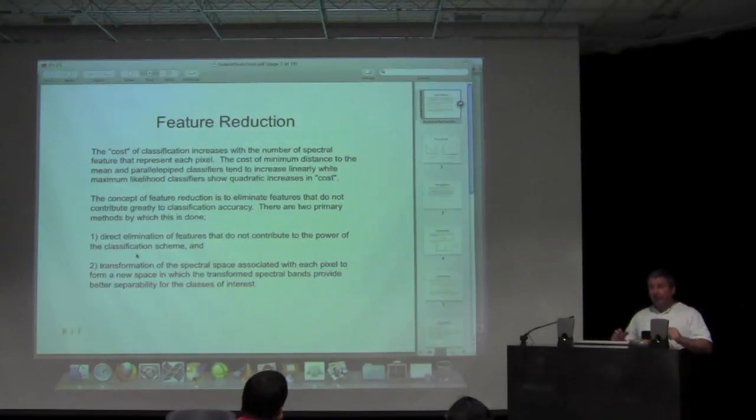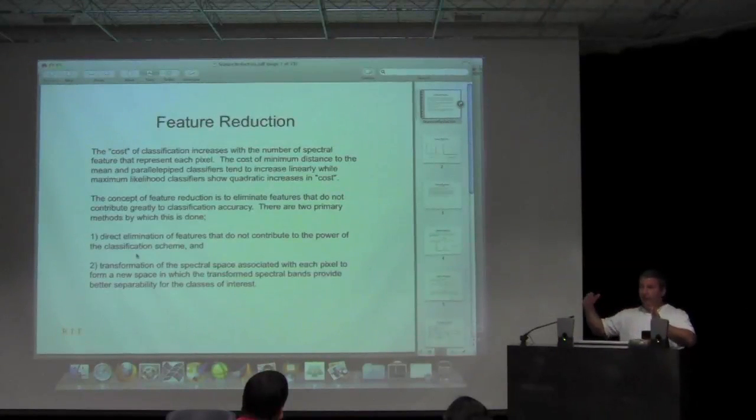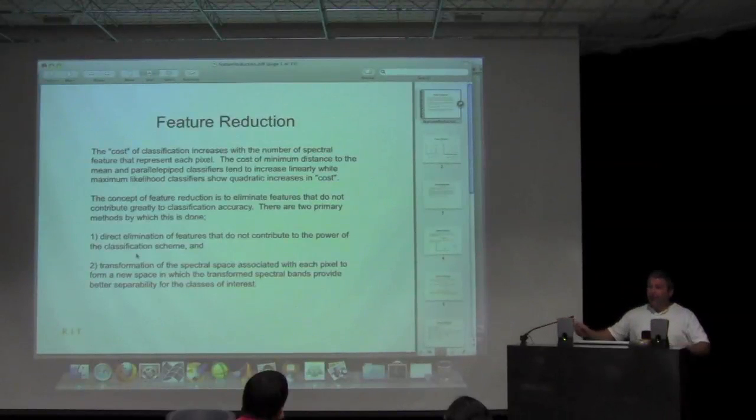Right? And that means take my original data set. Let's say I have Landsat, so I have Landsat band 1, 2, 3, 4, 5, and 7, the reflective bands of Landsat. If I have those 6 bands, I might say, you know what? I know band 7 is not important, so I'm just going to throw it away. That's one methodology to use.